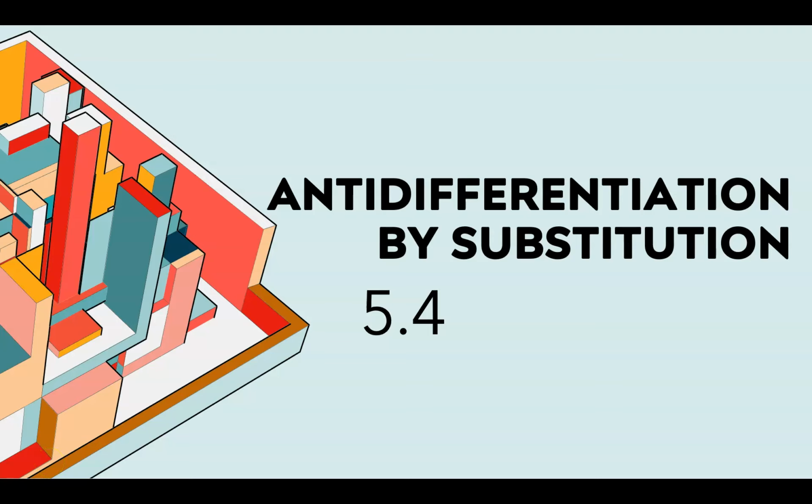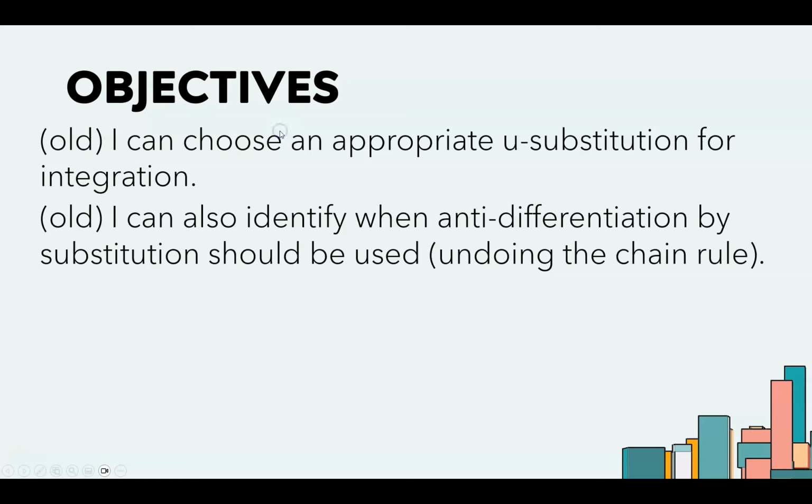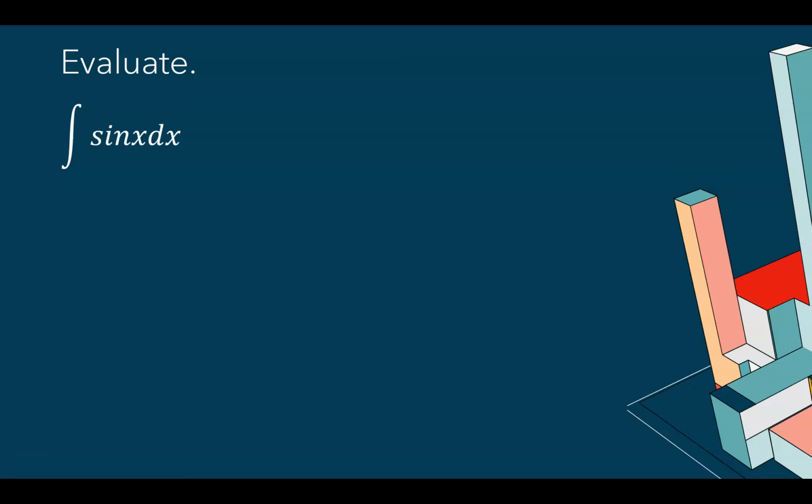Even more anti-differentiation, or integration by substitution. Day 3. If we look at our goals, hopefully you're getting better at choosing the appropriate u substitution, because I think once you have the u, the rest of the process, if you're nice, neat, and organized, is a lot more straightforward. Hopefully you're starting to identify when you're supposed to use u substitution to do antiderivatives. We're looking for chain rule stuff.